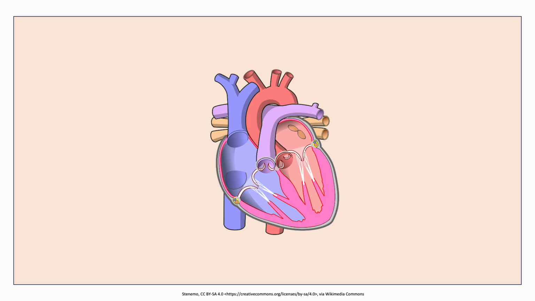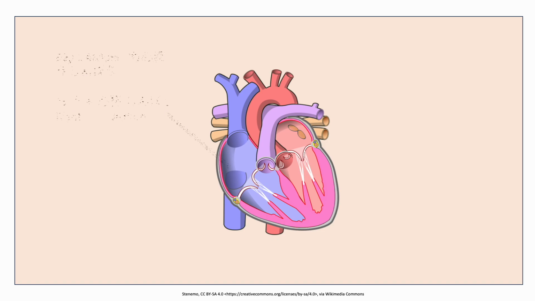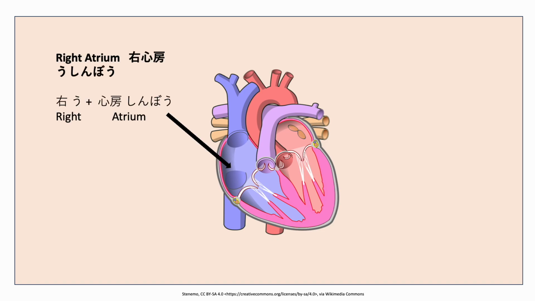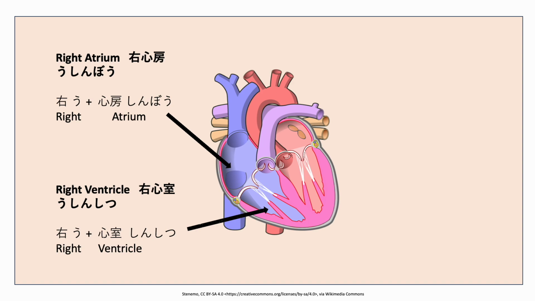So when deoxygenated blood returns to the heart, it first enters the right atrium, which is ushinbo. Breaking it down, we have the kanji for right, u, the onyomi of the kanji, followed by the word shinbo, which we covered earlier for atrium, together making ushinbo, which is right atrium. So the blood from the right atrium then goes to the right ventricle, which is ushinshitsu. Breaking the word down, we again have the kanji for right, u, followed by the word shinshitsu for ventricle, which we covered earlier, together making ushinshitsu, or right ventricle.